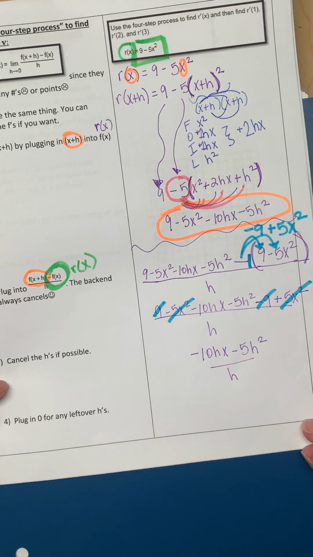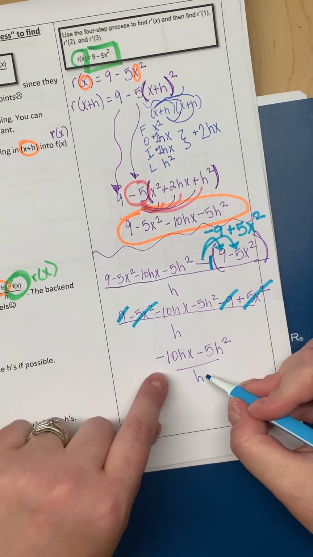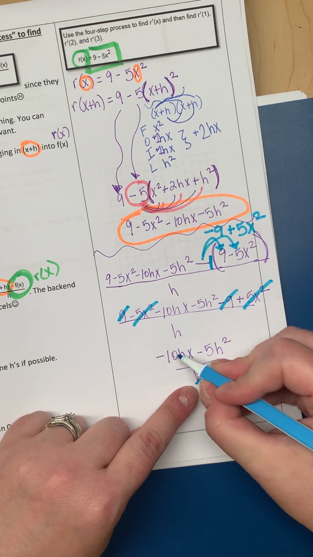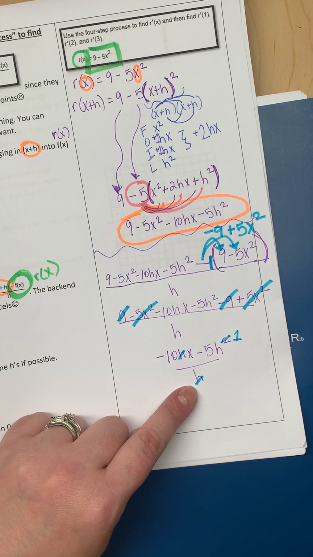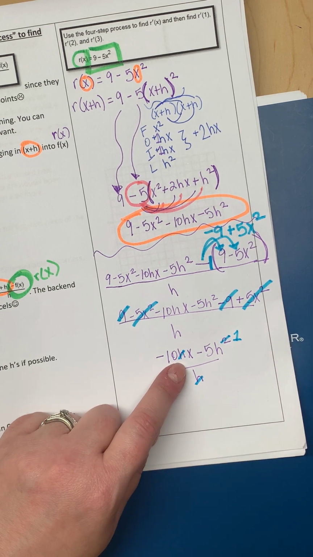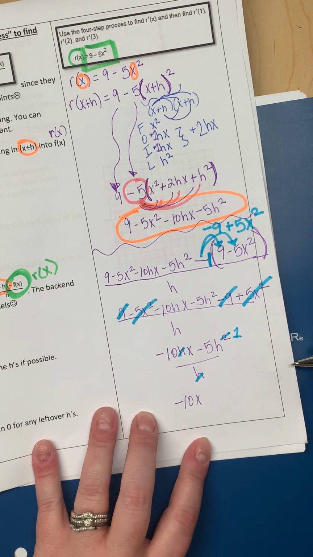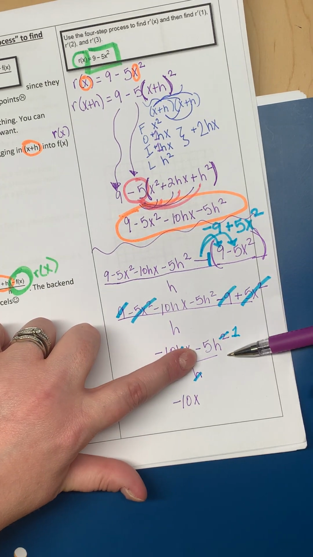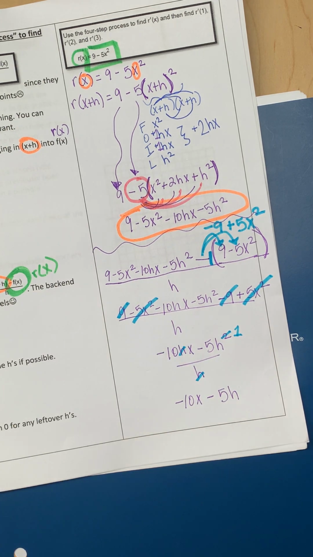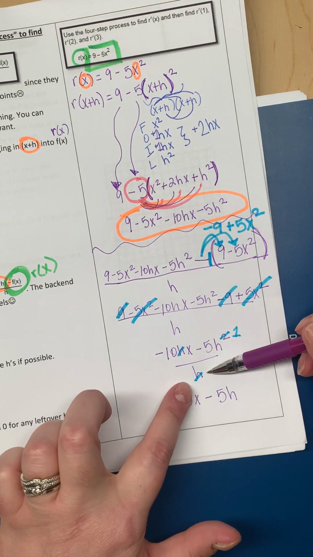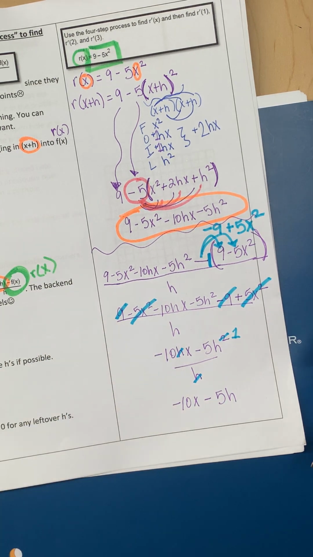Now step 3 says cancel the h's if possible. So an h from the bottom can cancel with an h from every term from the top. So this -10hx is just -10x now. This -5h squared is now -5, just regular h. Because that h in the bottom can knock off an h from everything in the top.